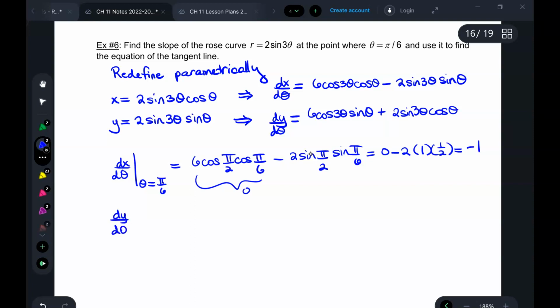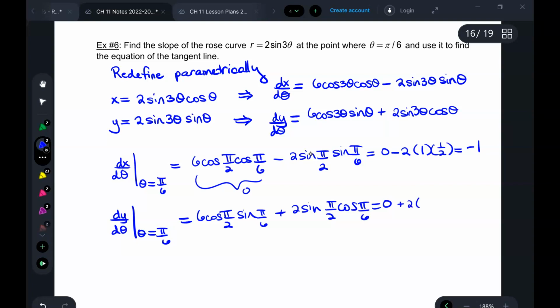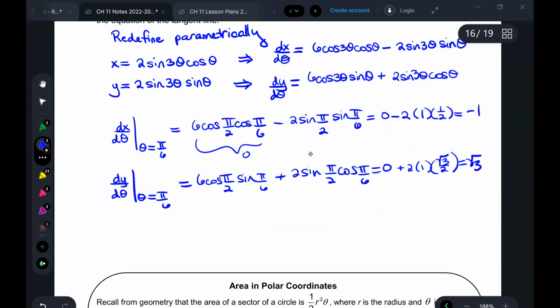And then for dy/d theta, evaluated at pi over 6, right? We're going to get 0 again, but let me just write it out. So it'll be 6 cosine of pi over 2 times sine of pi over 6 plus 2 sine of pi over 2 times cosine of pi over 6. So we'll get 0 plus 2 times 1, and then cosine of pi over 6 is root 3 over 2, so we just get root 3. Okay, so that means dy/dx is going to be negative root 3, right? dy/d theta over dx/d theta.